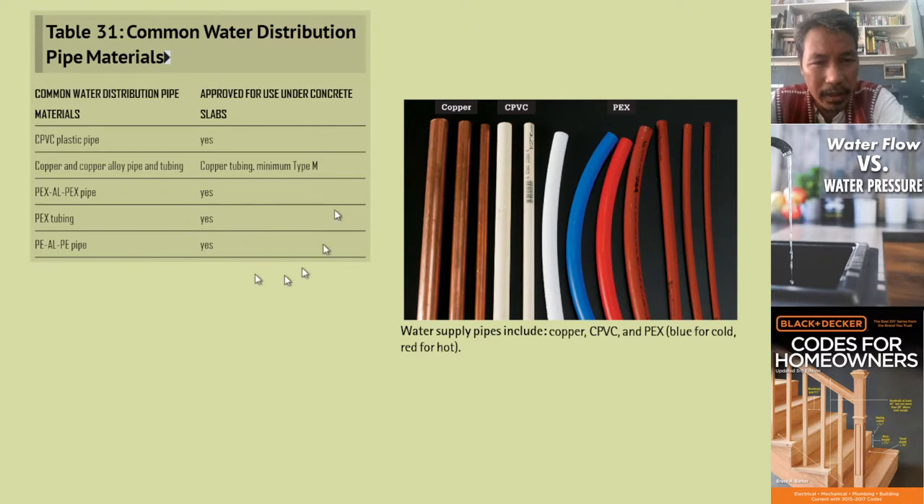So mostly approved for concrete slab because they are new materials. Only copper and copper alloy are not new. They are old. Okay. These are new types of material. The old one is PVC. We have CPVC, the new one. So they are approved for concrete slab application. Okay.